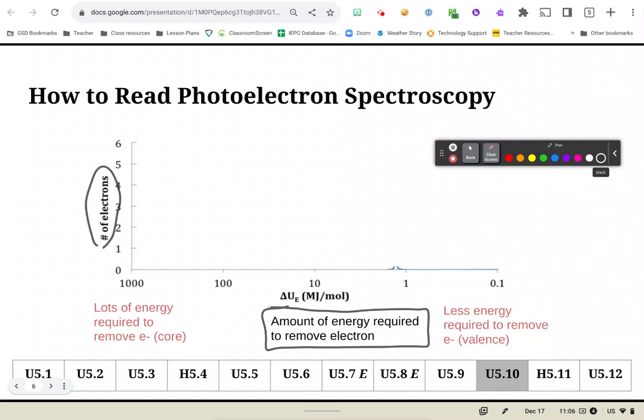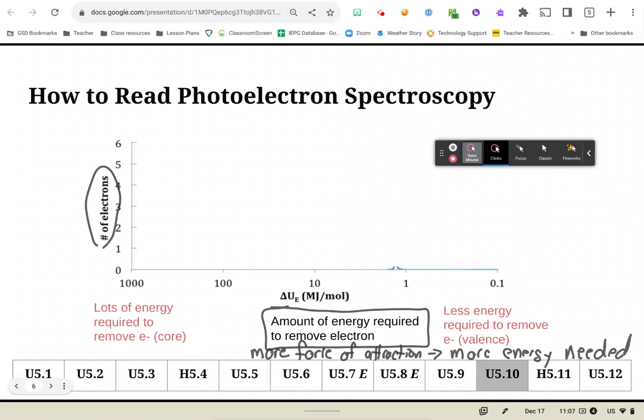So if we think back to that force of attraction, more force of attraction means that there's going to be more energy needed, or higher binding energy. All right, so then the other thing I want you to notice about this is look at the x-axis.